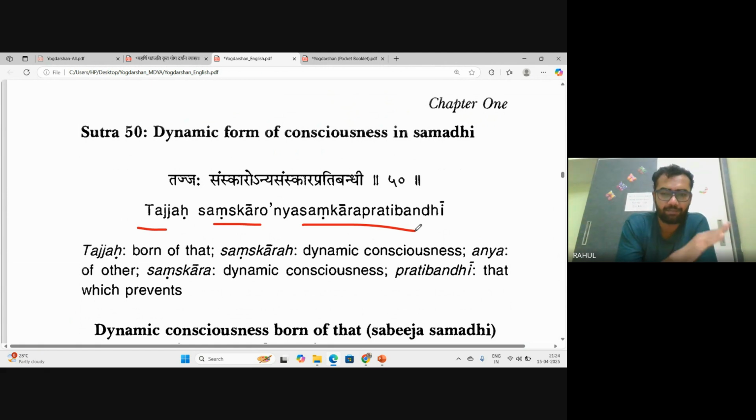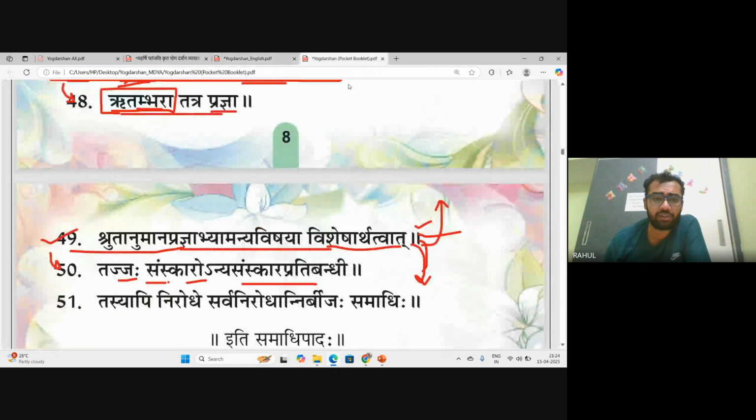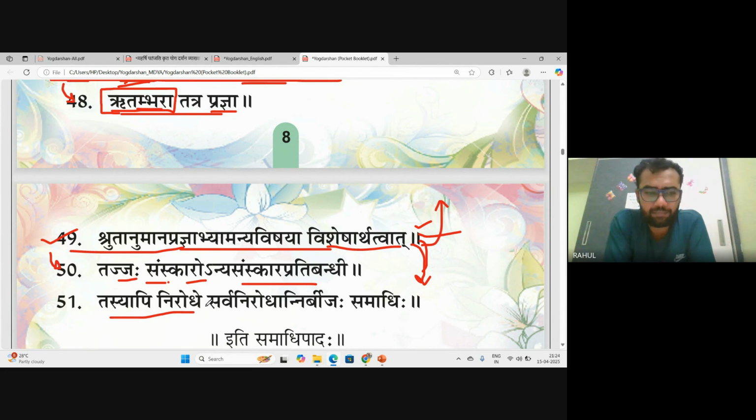And what will happen after that reduction? Then Tasyapi Nirodhe, when all the sanskaras are fully destroyed. Nirodhe means not even half a sanskara remains. All sanskaras vanish. All the klesas, avidya, asmita, raga, dvesha, abhinivesha, are over. No chance of any clash also. Everything is nirodha.